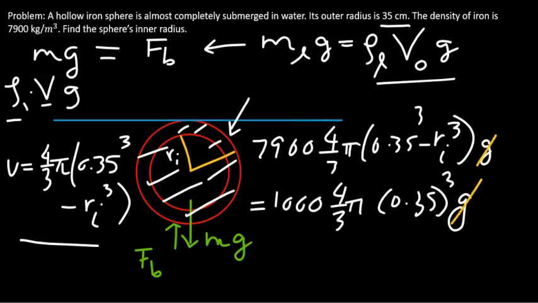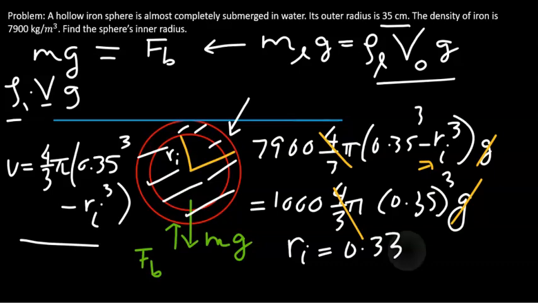So you see g goes away, the 4/3 pi goes away like that, and we can solve for r sub I, which will be 0.33 meter, or in cm, 33 centimeters. And that solves the problem.